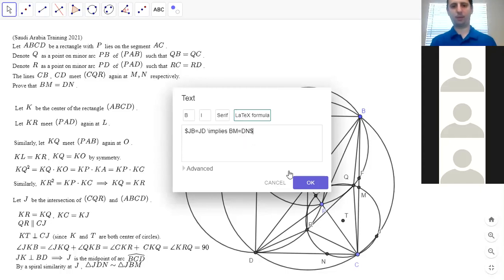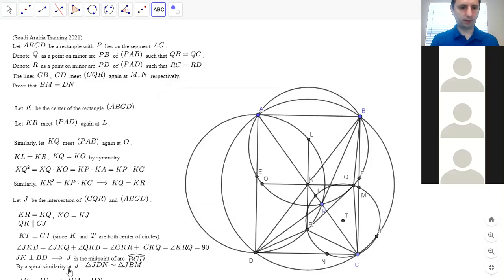So we have a couple more minutes, so I'll just show you guys the last problem. I'm not sure if we'll be able to solve it, but it's worth just looking at.